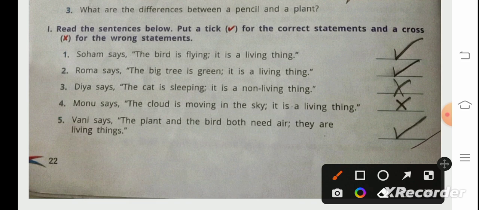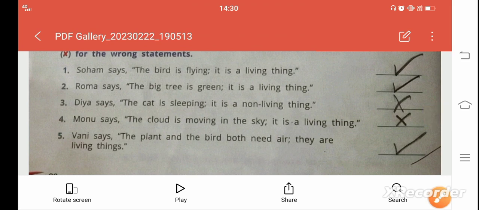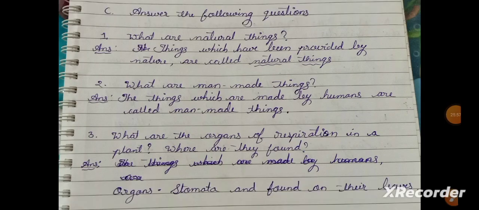Actually, a cloud is a non-living thing, but it moves. Wani says the plant and the bird both need air. They are living things. Yes, Wani, correct. They both are living things. Yes, correct. As I said, the answers to the questions we will discuss at the end part of this video.